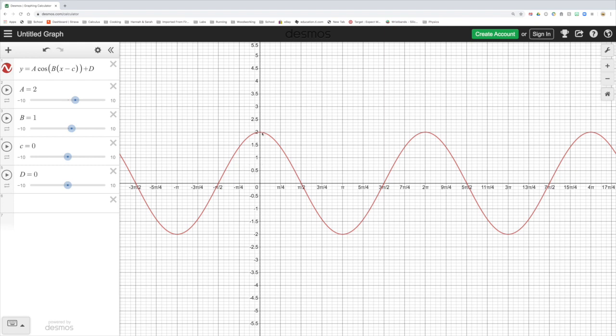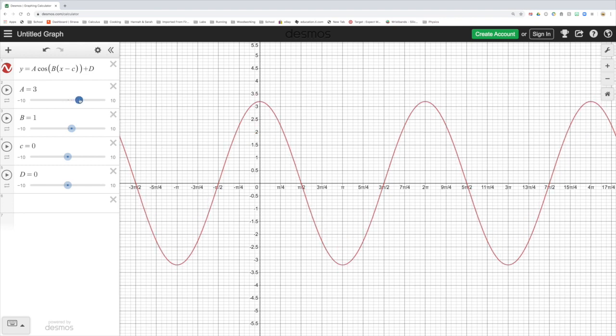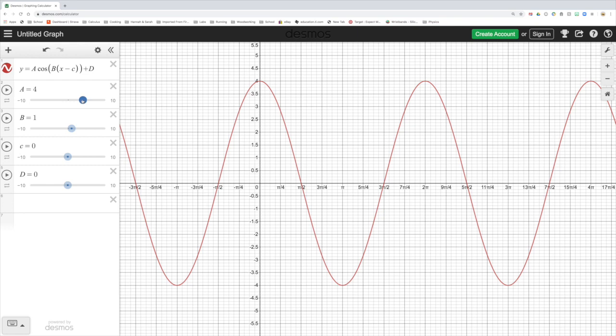So the y coordinates went from 1 to 2, right? If we make it 3 or 4, let's go ahead and make it 4, then that's a vertical stretch of 4, right? And you can determine this by this length right here. We can get the length from the max to the min, that vertical distance, and half it, and that's going to give us how much it stretched by.